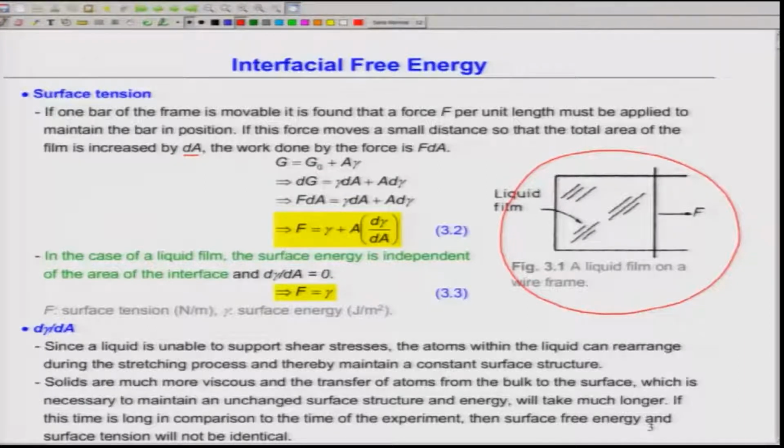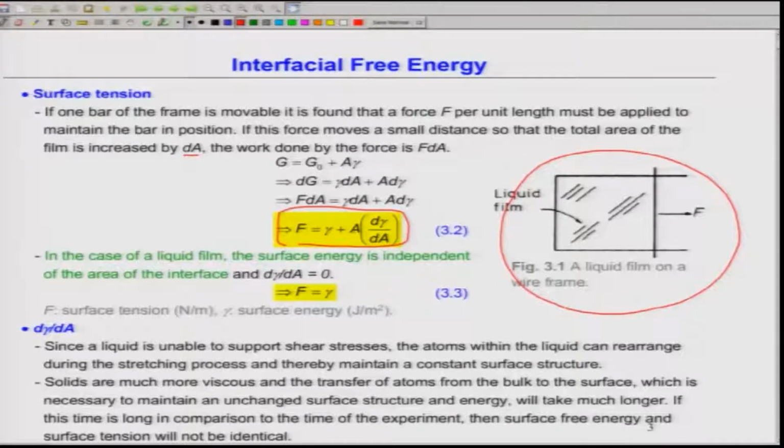So, therefore, the only change will happen in the A gamma, and the total differential of A gamma is gamma dA plus A d gamma. So, if that is the change of the total free energy, that must be equal to the force multiplied by the area change, that is the work done. So, if I equate that, you can clearly see this is a simple equation, not so very difficult one to understand. F is nothing but gamma plus A multiplied by d gamma by dA, right.